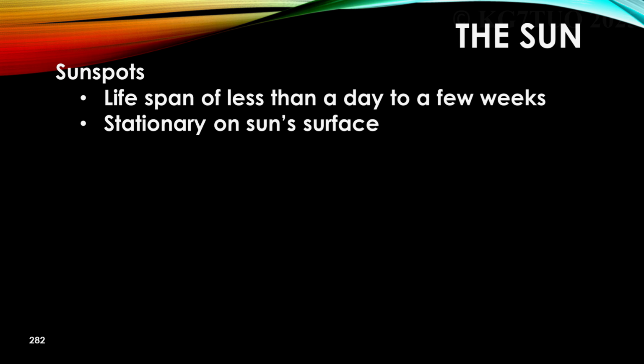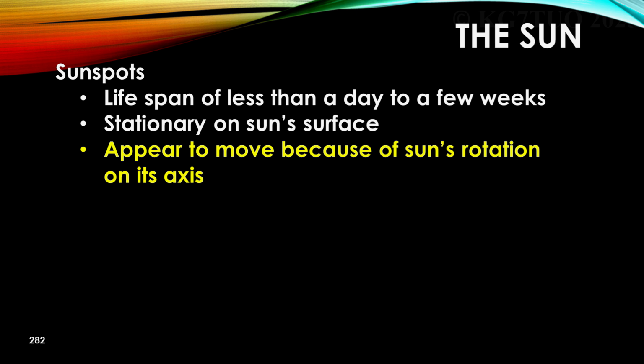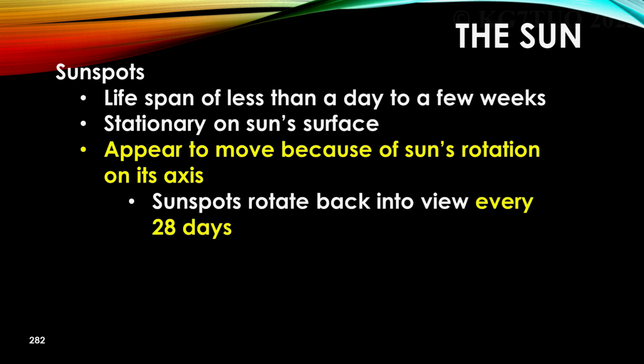So, lifespan of less than a day to a few weeks in sunspots. They are somewhat stationary on the sun's surface, but they appear to move because the sun rotates on its axis. It rotates about every 28 days on average. It actually moves a little faster than that at the equator, a little slower at the poles.